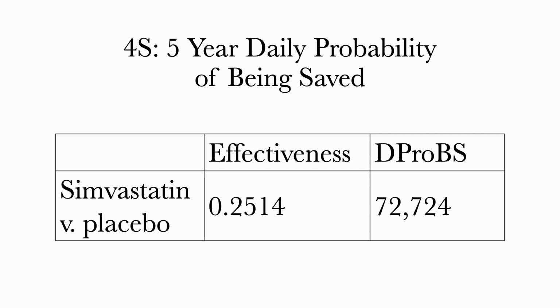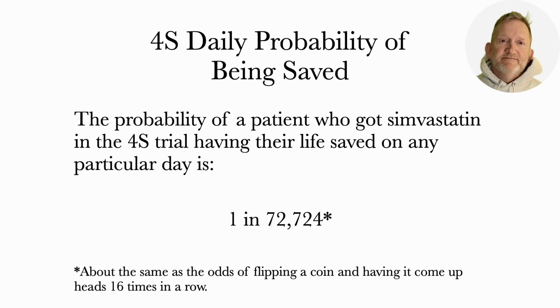72,724. How likely or unlikely is it to have your life saved each day on any one day because you took simvastatin instead of the placebo? Well, it's about the same odds as flipping a coin 16 times in a row and having it come up heads every single time, which I welcome you to start flipping a coin right now and see if it takes you about 70,000 tries to get this to happen. But mathematically, it's true.